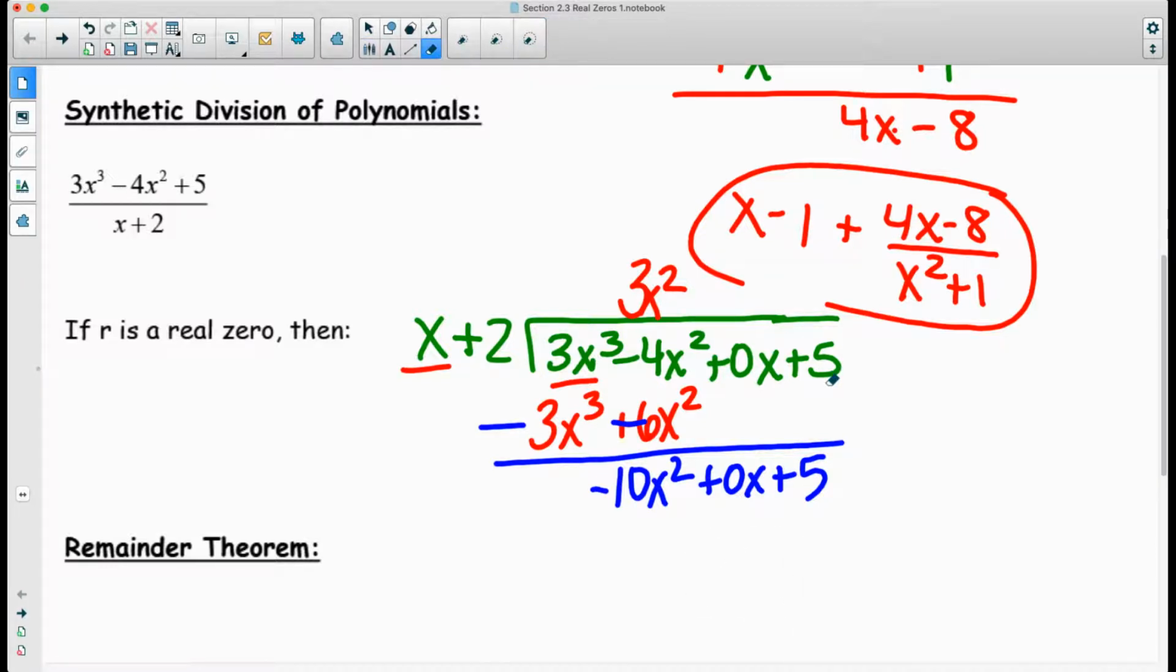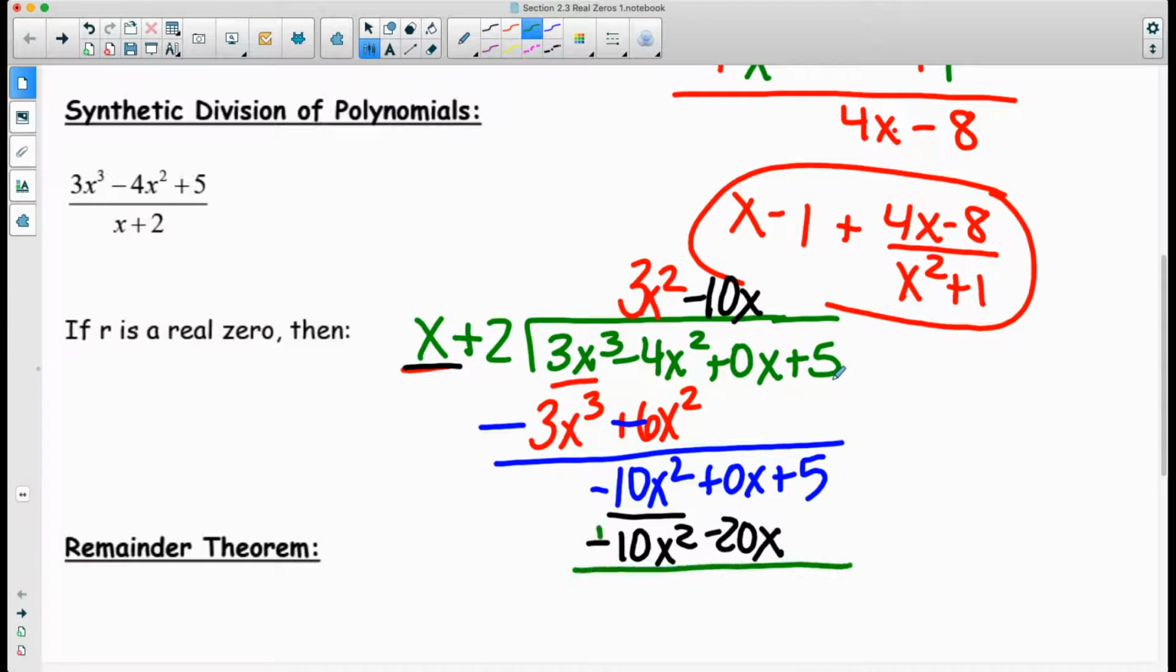I start over. What times x gets me negative 10x squared? Negative 10x. So negative 10x times x gets me negative 10x squared, and negative 10x times 2 gets me a negative 20. That's why I have y'all putting a placeholder in there, so that when you get to this spot you line it up with the one that you're combining like terms with. I don't want y'all to add it with the 5 and accidentally get 25x. Again, things happen.